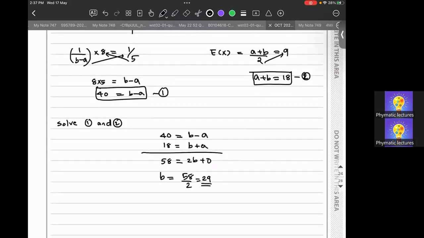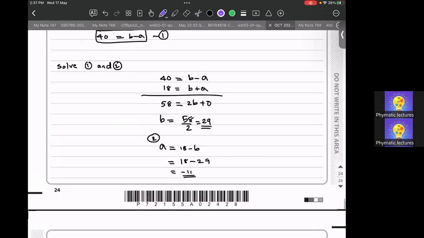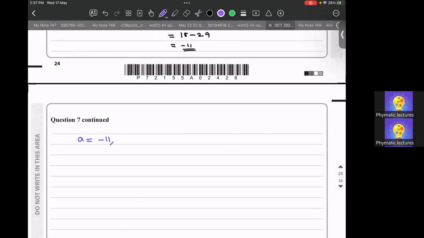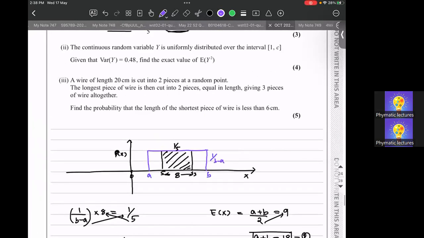Now substitute this value of b in either equation to get the value of a. I'm substituting in equation number 2, so a is equal to 18 minus b, that is 18 minus 29, which gives minus 11. So we got a equal to minus 11 and b equal to 29. Our assumption was wrong because a goes into negative values. Such that the height is 1 by b minus a, where b minus a is 40, so the height is 1 by 40.